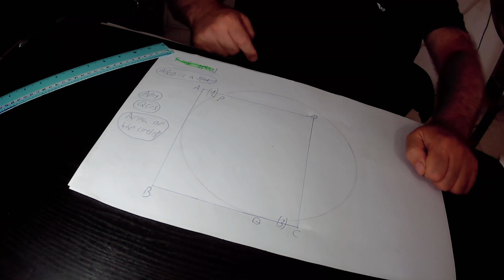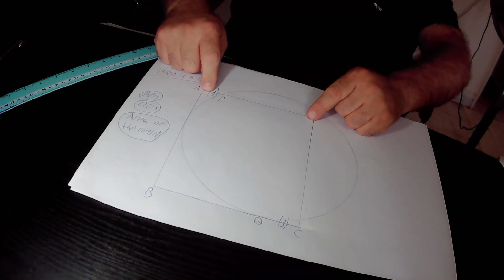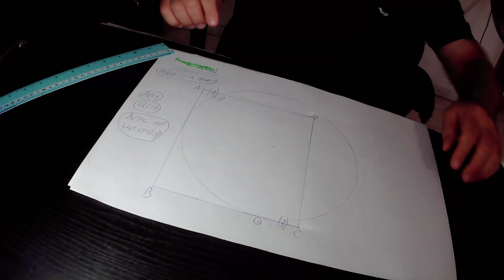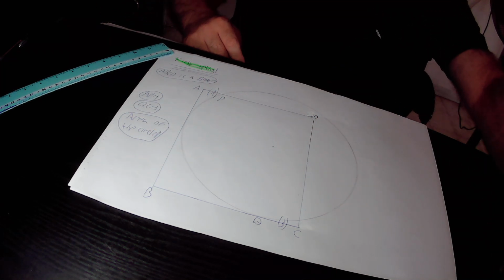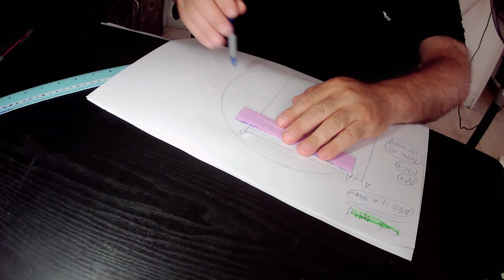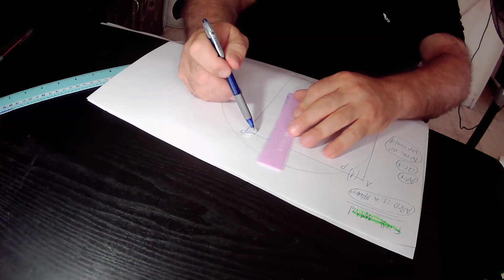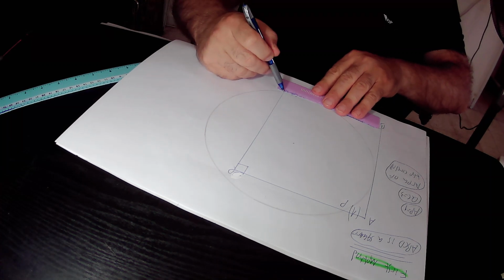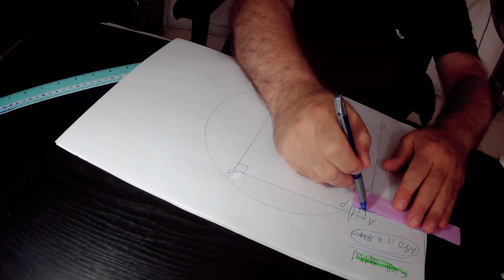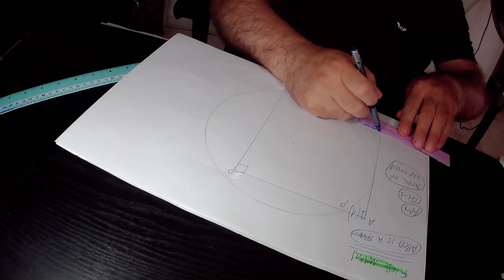First of all, we know that ABCD is a square, so all the four angles inside square ABCD are right angles. So actually, this is a right angle. This is also a right angle. This is a right angle. And this is also a right angle.